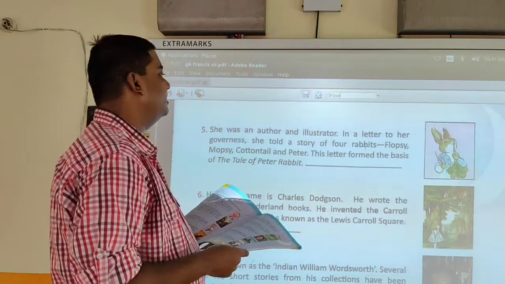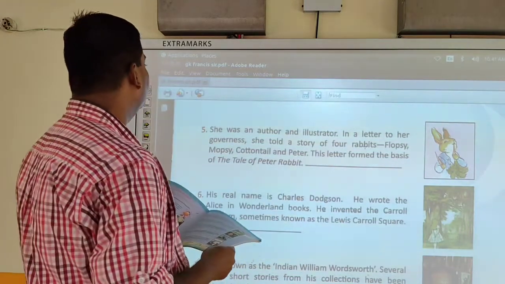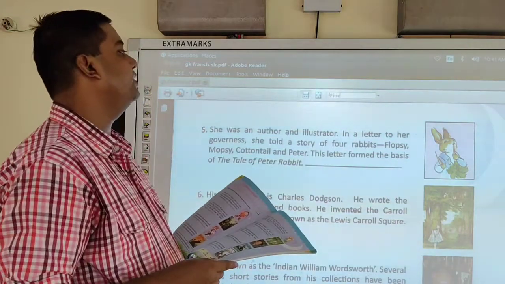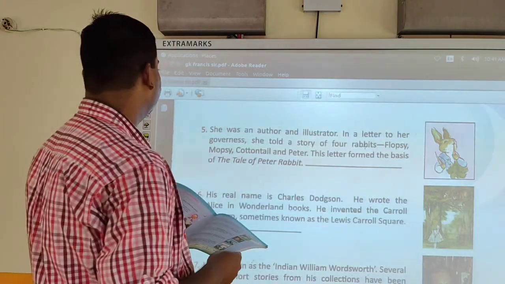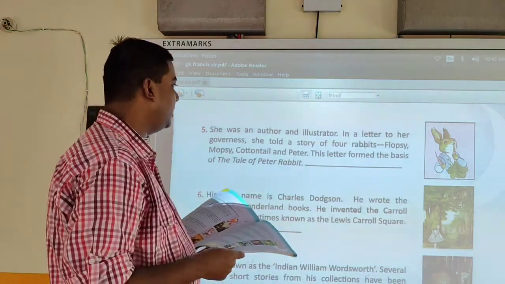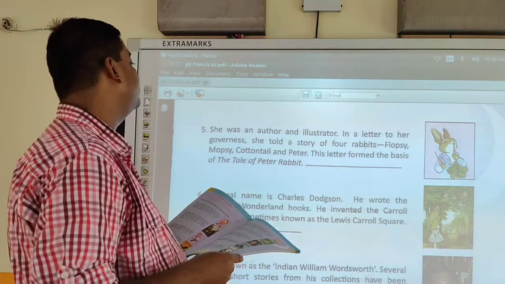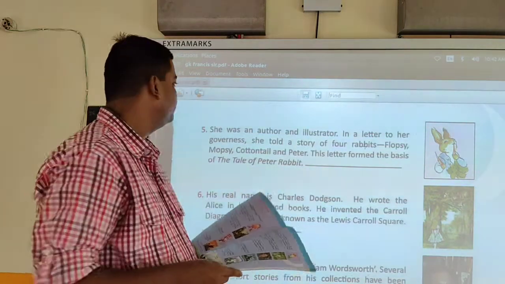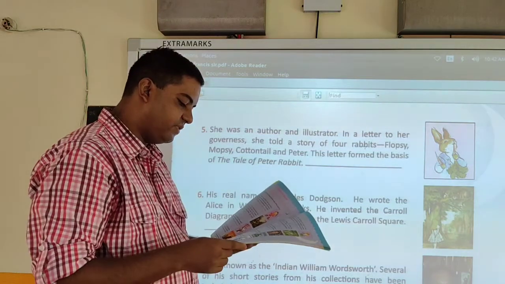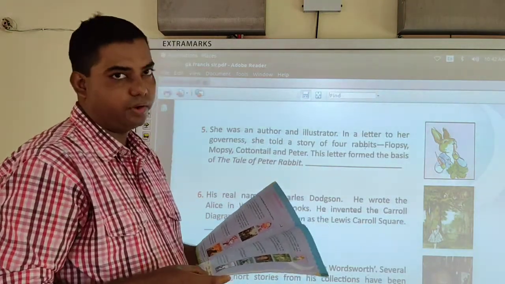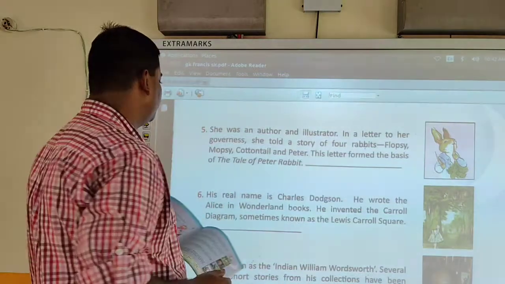Let's see question number 5. She was an author and illustrator. In a letter to her governess, she told a story of 4 rabbits: Flopsy, Mopsy, Cottontail and Peter. This letter formed the basis of the tale of Peter Rabbit. So let's see the answer for question number 5. It is Beatrix Potter.